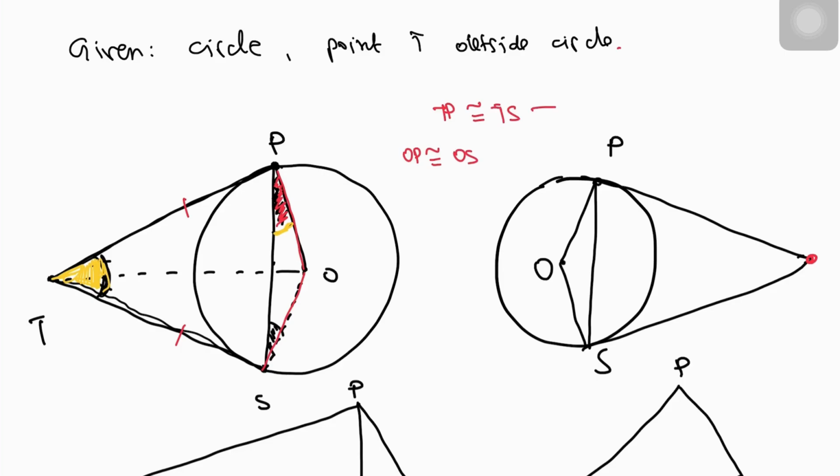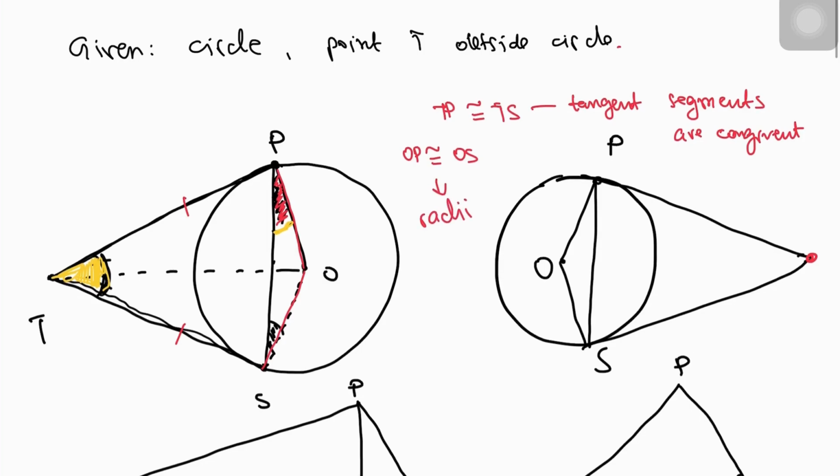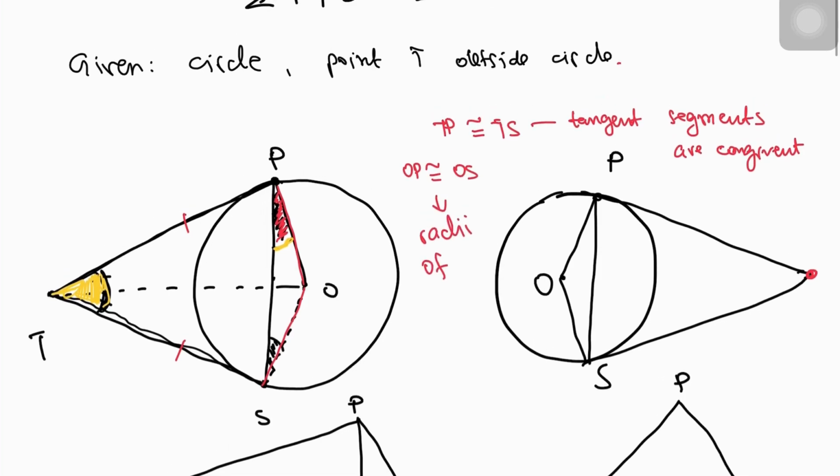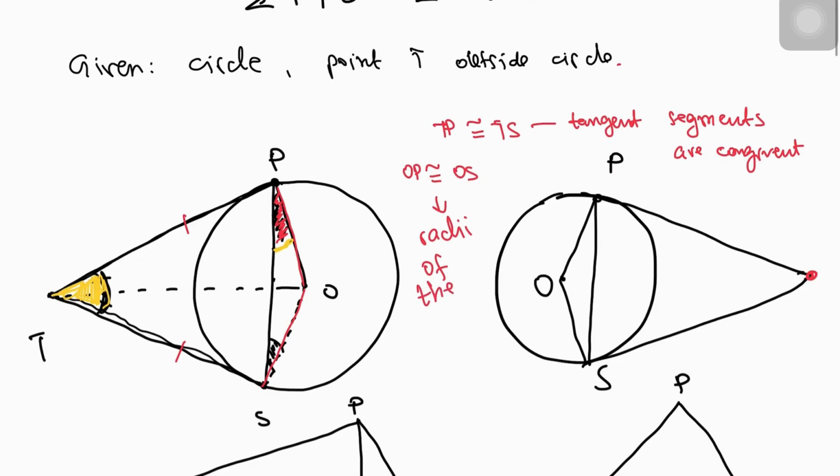This means that tangent segments from the same point to the same circle are congruent, and these are radii of the circle. Nice.